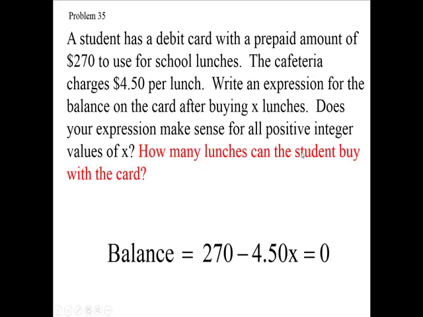So how many lunches can the student buy? X lunches, or 60 lunches, is how many he can buy. Above that, if he tries buying 61, he's going to run out of money. So he can't get 61. That's why it doesn't make sense for all positive integer values of x. You can't go over 60. So here's your expression for the balance. It doesn't make sense when x is greater than 60. 61, 62, and 63 can't be it. Can't do it. It's a debit card. And x is 60. The number of lunches is 60.